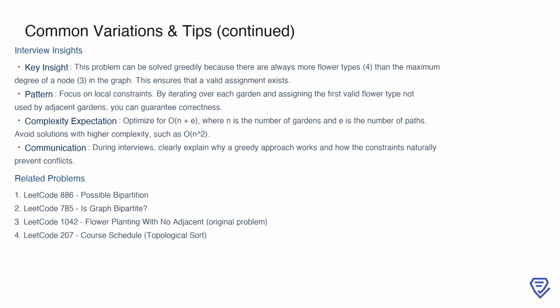From a complexity standpoint, aim to optimize your solution to O(n + E), where n is the number of gardens and E is the number of paths. Avoid higher complexity solutions, such as those running in O(n squared), as they are impractical for larger inputs. During interviews, it's crucial to explain why the greedy approach works and how the constraints prevent conflicts naturally. Additionally, this problem is connected to other graph-related challenges, such as LeetCode 886 on possible bipartitions, or LeetCode 785, which asks whether a graph is bipartite. These related problems can help build intuition for solving this kind of graph-based question efficiently.